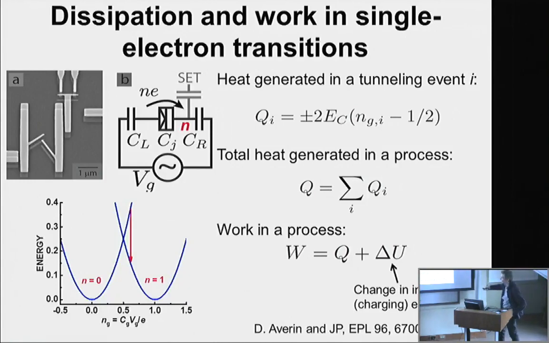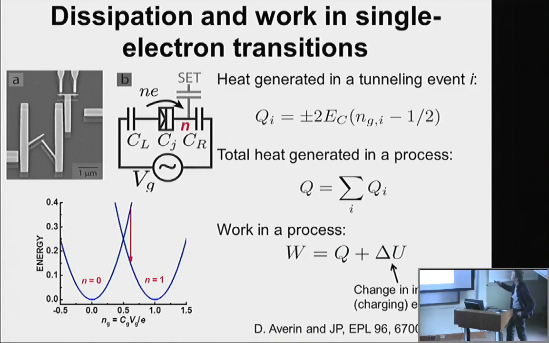So there's a parabola for a neutral island on the right, there's a parabola for one extra electron on the right, and so on, when increasing the gate voltage. Now when one changes this gate voltage, at a certain point you come close to the degeneracy, and the electron can jump between the two dots, and then the energy released to the bath is just given by the instantaneous chemical potential difference between the two islands.